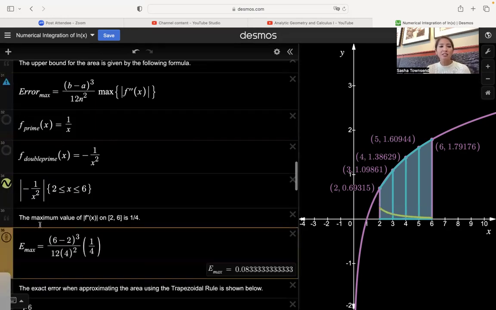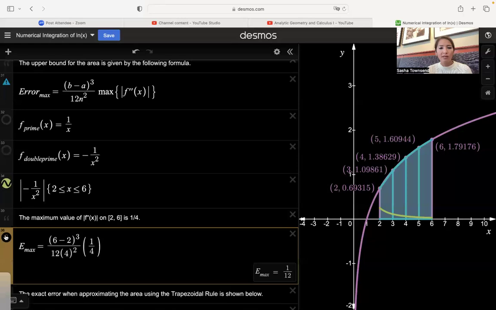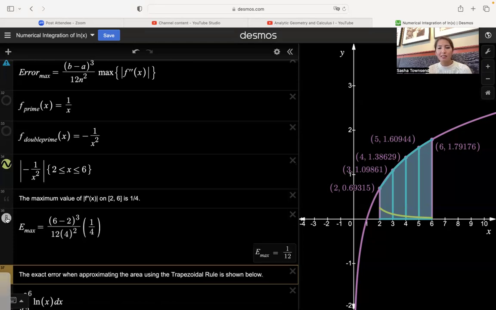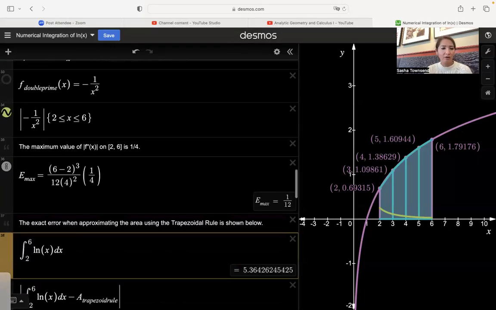So now we can substitute all of those values, the 6 for b, 2 for a, 4 for n, and then the 1/4 for the maximum value of this absolute value of the second derivative. And we get a maximum error of this 0.083 repeating. So we know that our area approximation is within plus or minus 1/12 of a unit of the actual area under that curve.